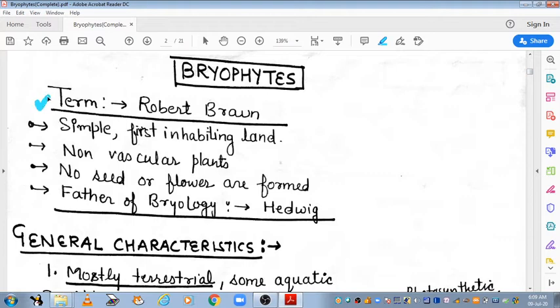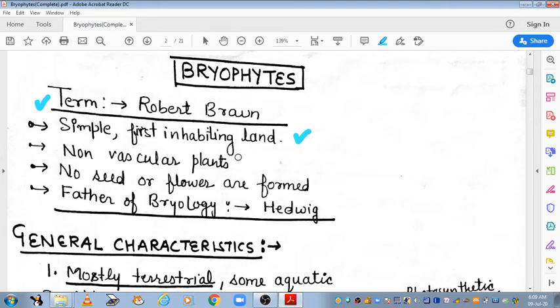Now let's start with the general characteristics of bryophytes. The term bryophyte was given by Robert Brown, and the basic or general characteristics of these plants are: the first one is they are simple plants first inhabiting land. ये बहुत ही सिंपल प्लांट्स होते हैं जिन्होंने सबसे पहले लैंड को इनहेबिट किया था.